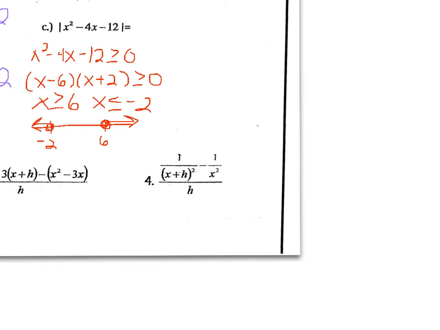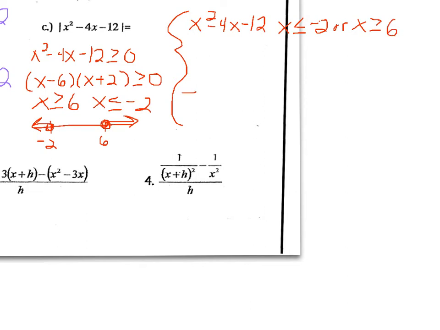So the way that this translates into our piecewise function is that we get our equation x squared minus 4x minus 12 when x is less than or equal to negative 2, or x is greater than or equal to 6. Then it will equal the opposite when x is between negative 2 and 6. So when negative 2 is less than x, which is less than 6.